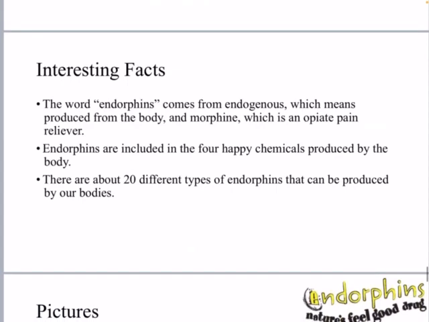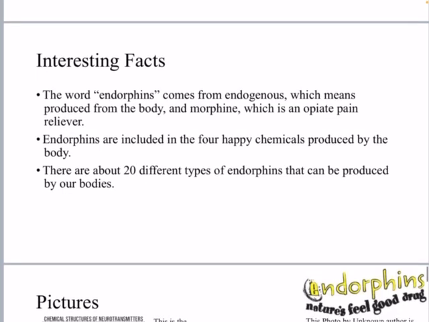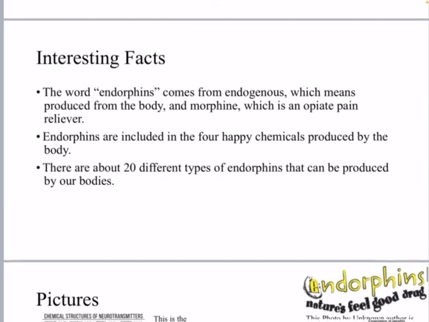Three interesting facts: the word endorphins comes from endogenous, which means produced from the body, and morphine, which is an opiate pain reliever. Endorphins are included in the 4 happy chemicals produced by the body. There are about 20 different types of endorphins that can be produced by our bodies.